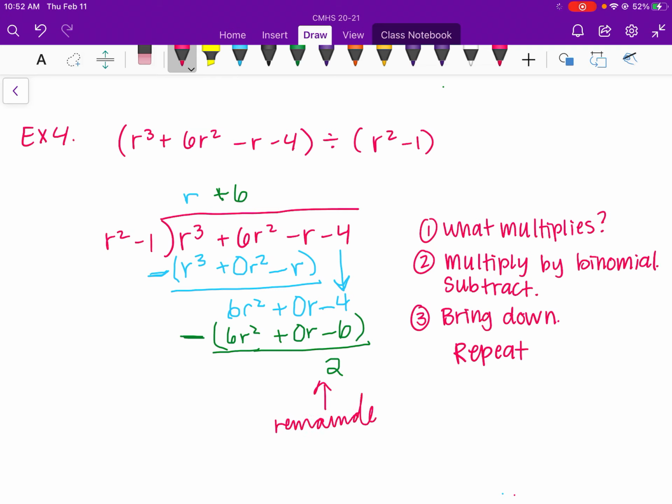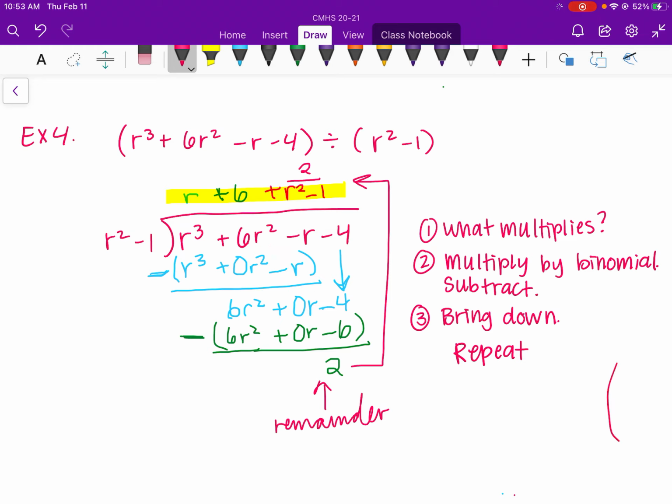And remember what we do with our remainder. We put it up at the top over the binomial. So plus 2 over r squared minus 1. And here's our answer for that one. So the important thing to remember here is if you have a hole, you can't add or subtract like terms. You have to make sure you put a 0 term here and here. Okay?